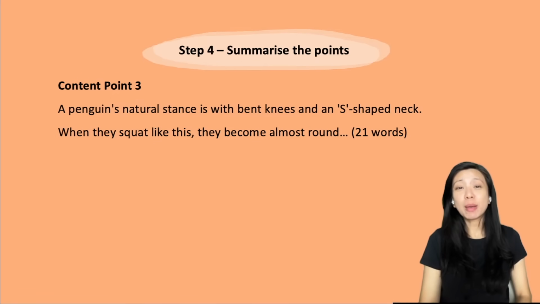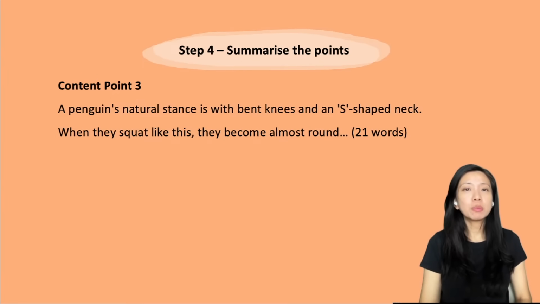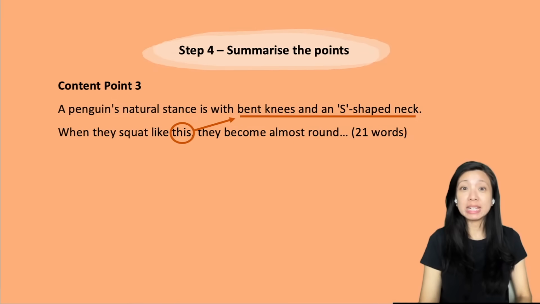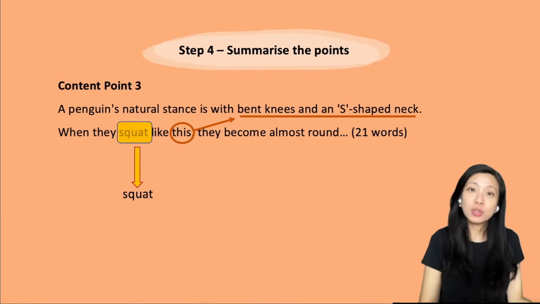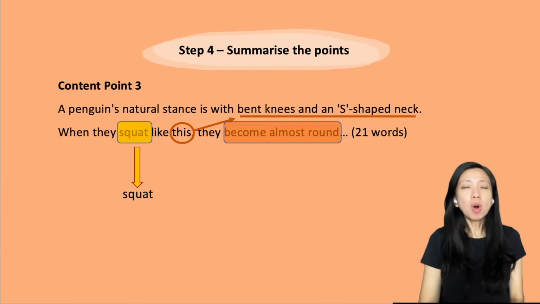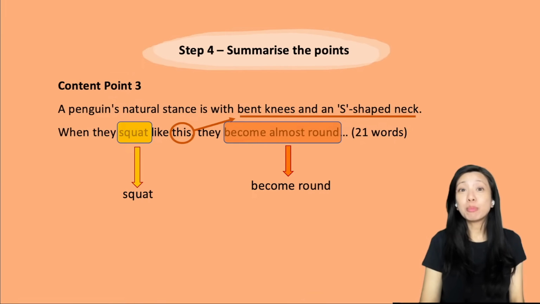Now it's my turn to share my answer with you. So remember I mentioned previously that the word this here refers to the bent knees and an S-shaped neck. And all this refers to how the penguin squats. So I'm just going to use the word squat because like I said before, to squat you need to bend your knees. The next part is become almost round. So I don't really need the almost there, I'm just going to take become round.